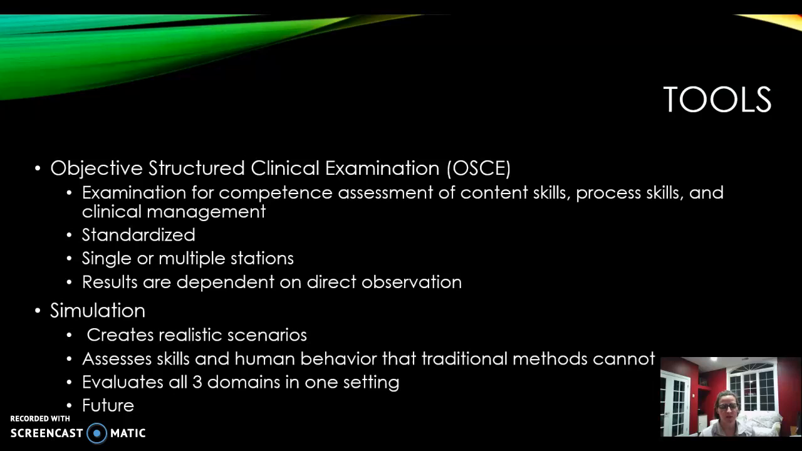But simulation creates realistic scenarios to evaluate the students. It really evaluates all three domains in Bloom's taxonomy in one setting, including the cognitive, the affective, and the psychomotor domains. And it can really help evaluate not only skills, but human behavior that traditional methods cannot really do.